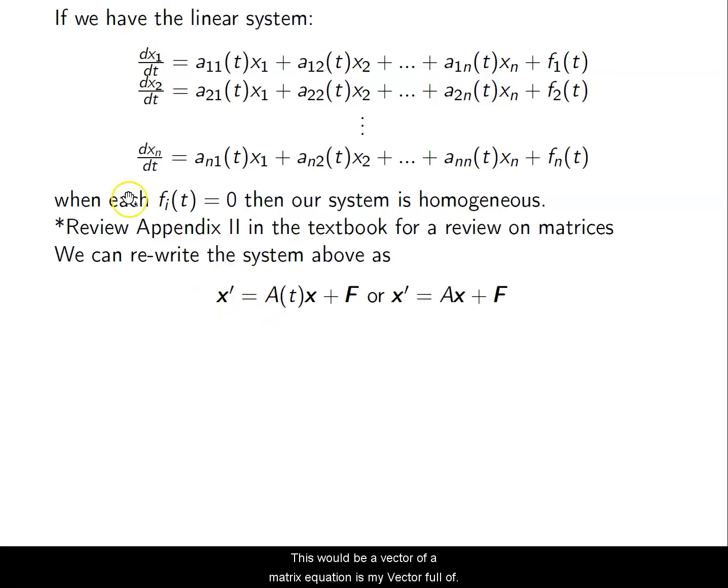So here x prime is my vector full of x1 prime, x2 prime up to xn prime. A of t only contains the coefficients here, these coefficient functions. It only has a11 of t, a12 of t, and so forth. It does not contain the x1s and the x2s up to xn's. That's what this vector is, right? So again, if I multiply this coefficient matrix times this vector, this is the result that it gets, plus my forcing function.